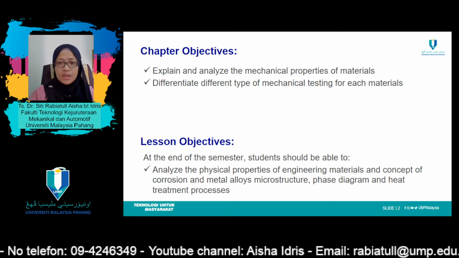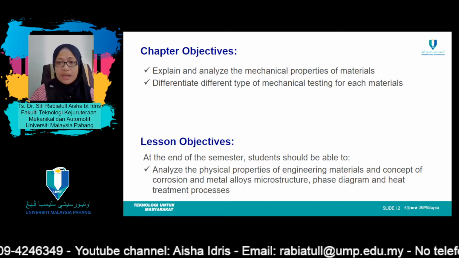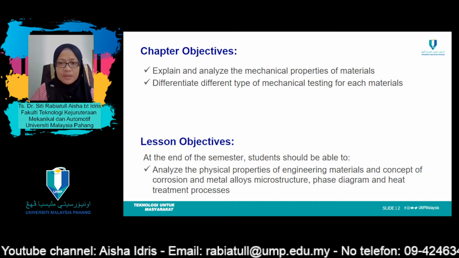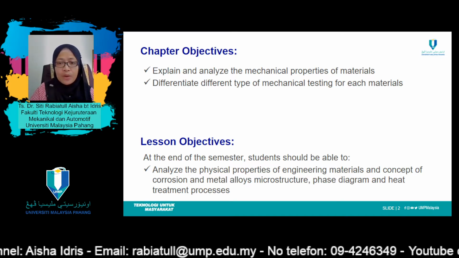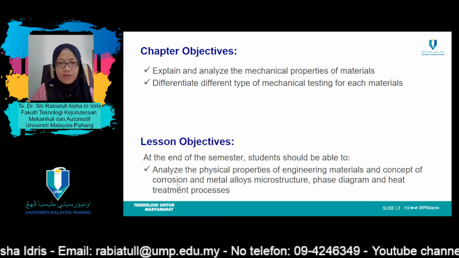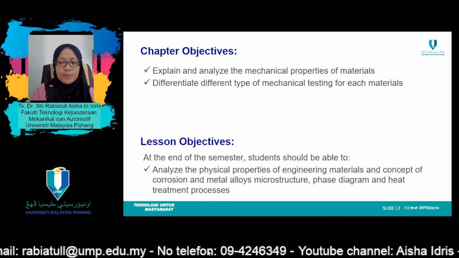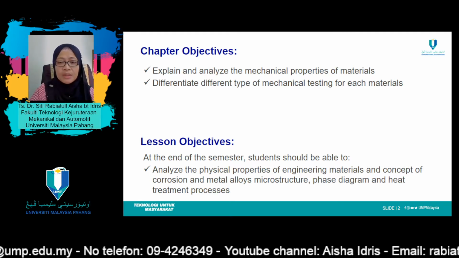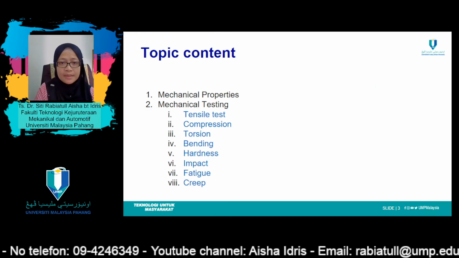So for today, the chapter objectives would be, number one, explain and analyze the mechanical properties of materials. Number two, differentiate different types of mechanical testing for each material. Whereas for lesson objectives, at the end of the semester, students should be able to analyze the physical properties of engineered materials and the concept of corrosion and metal alloys microstructure, phase diagram, as well as heat treatment processes.